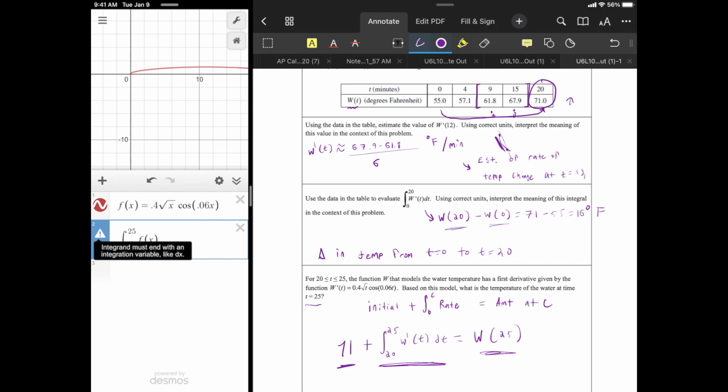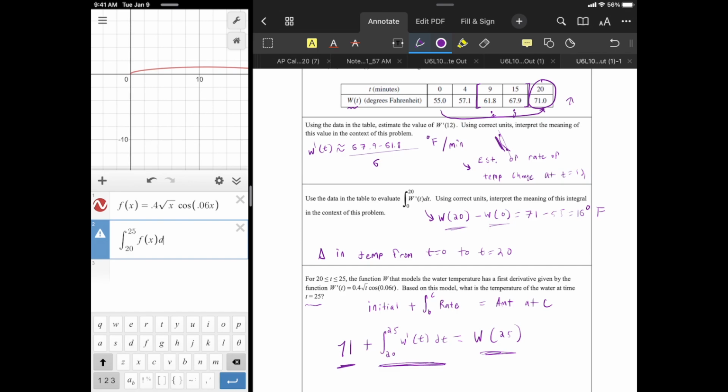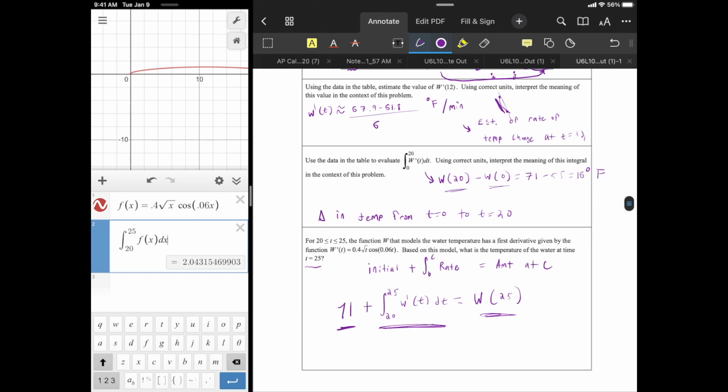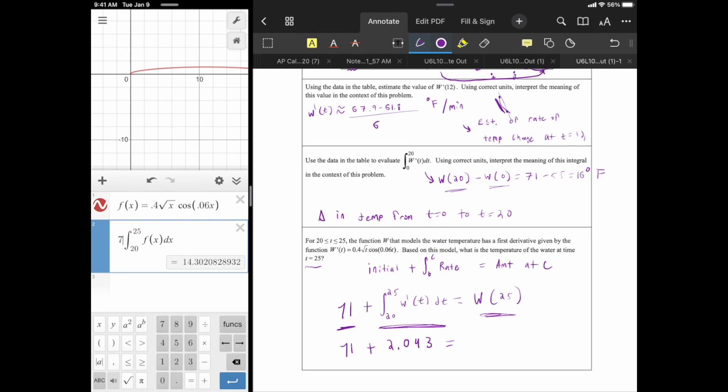Now Desmos is going to get a little snarky. It's going to say, you got to put your dx there or I'm not going to do this for you. So you put that dx there, and there we go. That is the amount of change. So the temperature goes up by 2.043 degrees to give us a total, right? If I just put in here the 71 beforehand, 71 plus the change, the final temperature would be 73.043 degrees. Okay, that would be 73.043 degrees on this one.